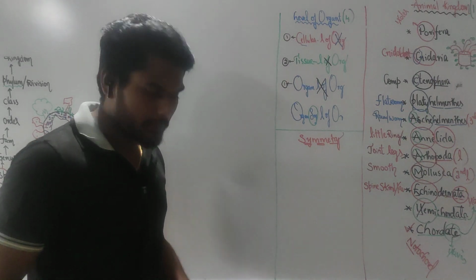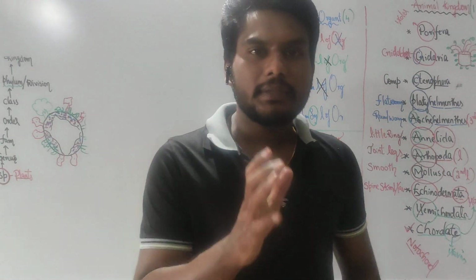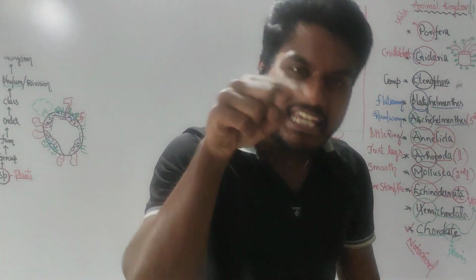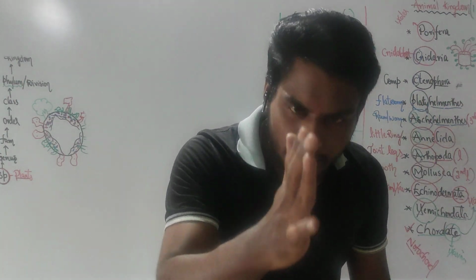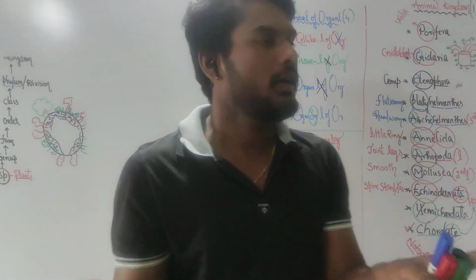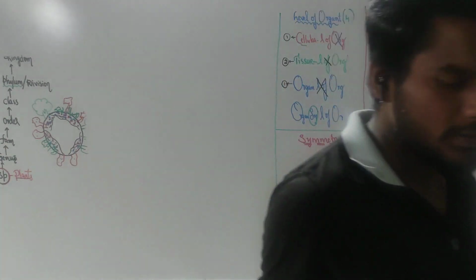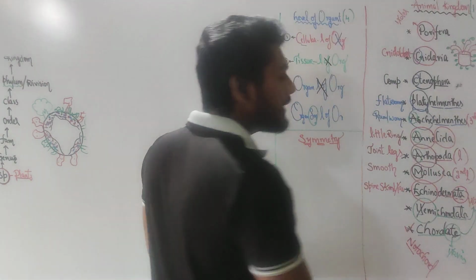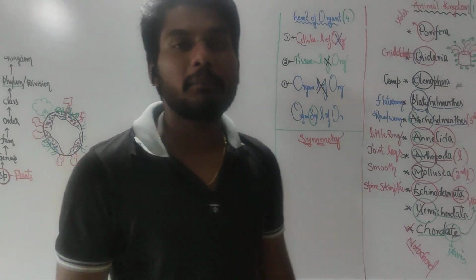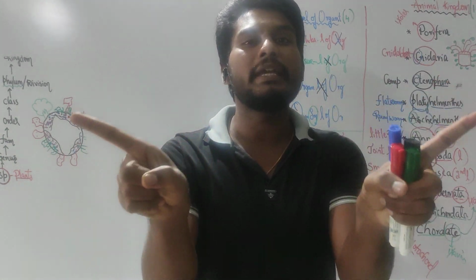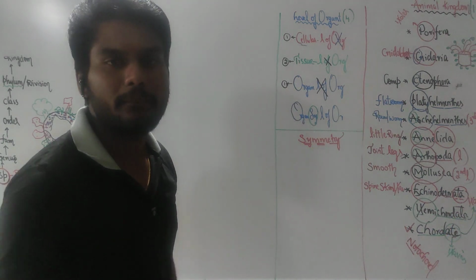What is the meaning of this symmetry? Symmetry means the animal which can be divided into 2 equal halves. When you cut the animal, that animal has to divide into 2 equal halves. I hope you can see all the terms clearly. Symmetry means the animals that, when you cut them, can divide into 2 equal halves. That is called symmetry.